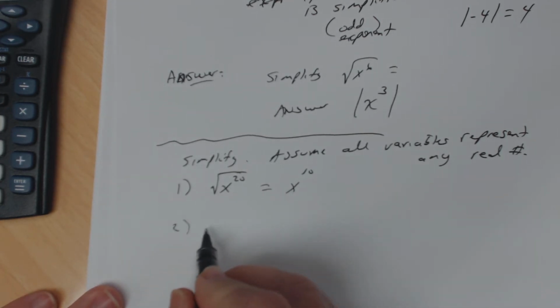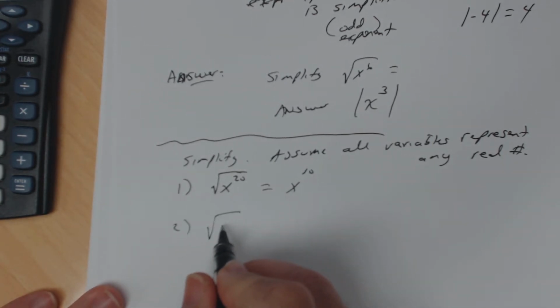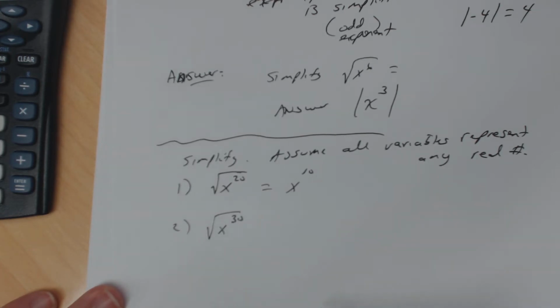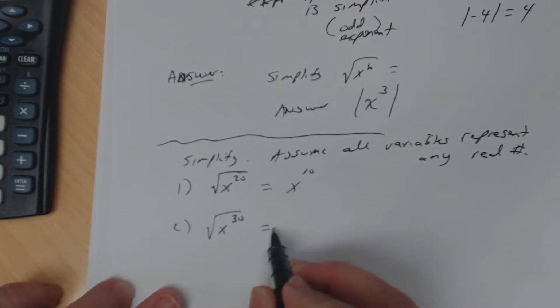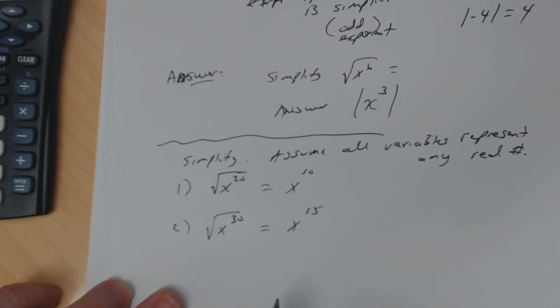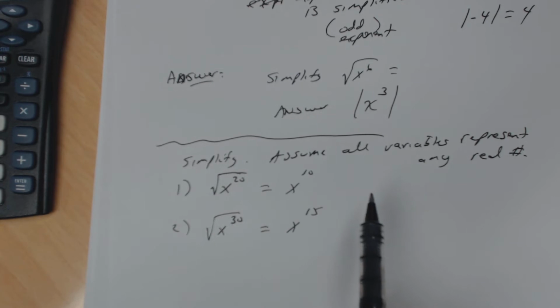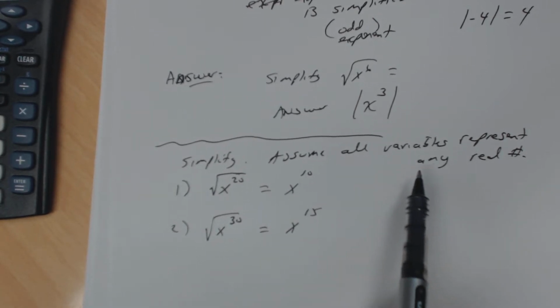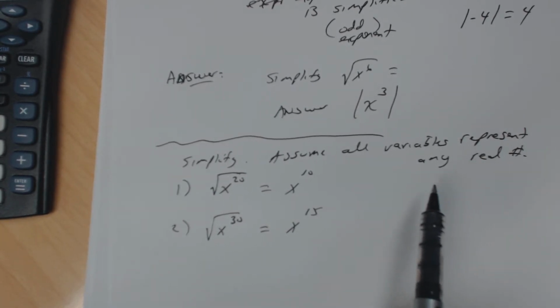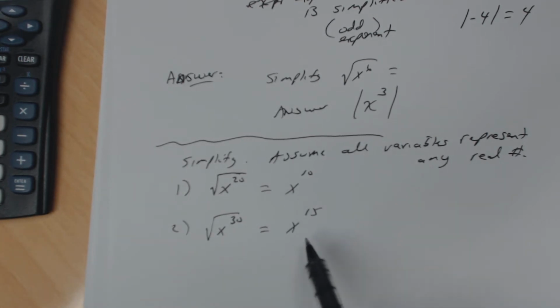All right, number two, what if you had the square root of x to the 30th power? Well, the square root of x to the 30th power, remember, is x to the 15th. Now, that will be the answer, guys, if the direction said assume that the variables represent non-negative real numbers, meaning just positive and zero. But now we're saying what happens if it's also negative?